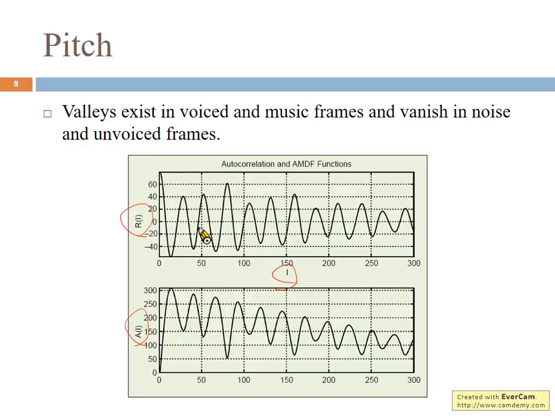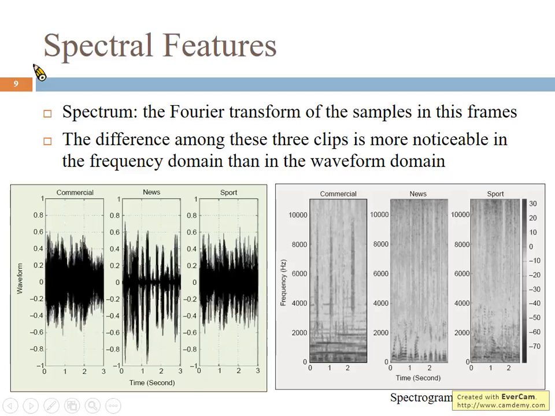Usually, for voice, speech, or harmonic music, we may find some value in R(L) or A(L). The value exists in voice and music frames, and vanishes in noise and unvoiced frames. So for a voiced and harmonic music frame, there may be some value, and you can see the value may be periodic. So according to the periodicity of the value in R(L) or A(L), we can estimate the pitch based on the time domain signal.